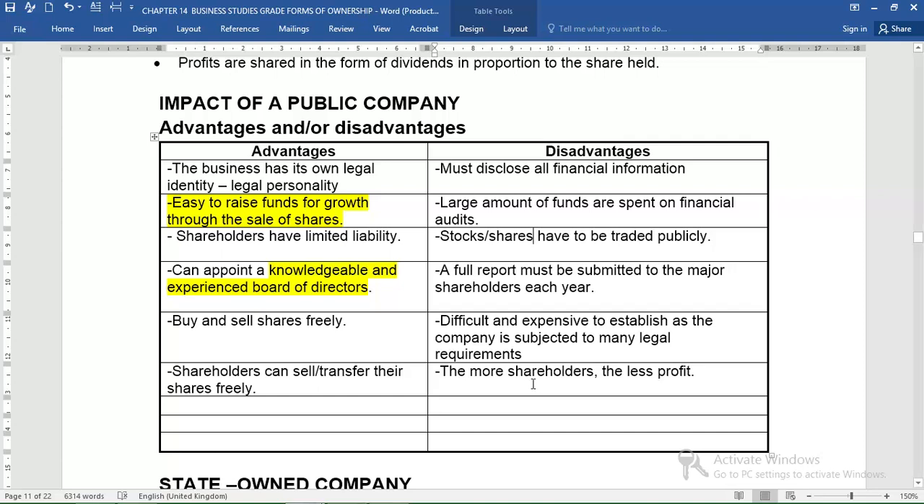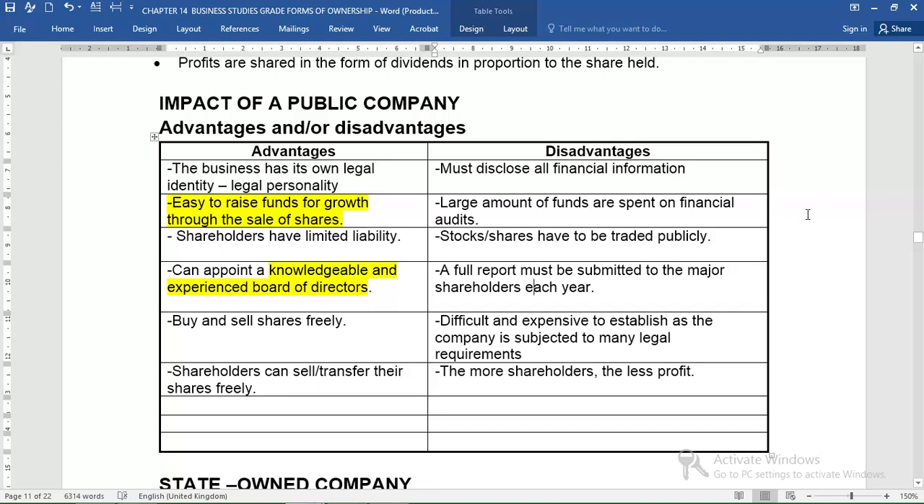And also, there's no limit on the number of shareholders. So it means you can have as many shareholders as, I don't know, hundreds, thousands of them. And once there are too many, then less profit is going to be given. Dividends are going to be less. Those are the disadvantages of public companies.